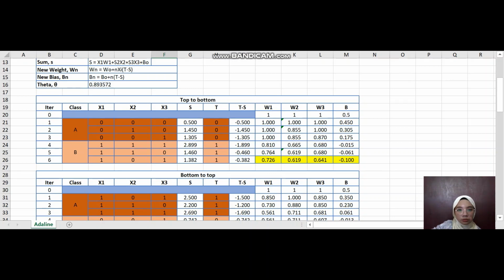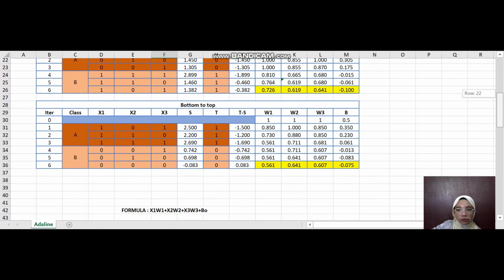To get the new w1, use this formula, and we got the value of 1. Also for w2 and w3, use this formula. For the new bias, use bo, which is the old bias, 0.5, plus n, 0.1, times t minus s, which is negative 0.5. Then we just repeat the formula and get the last values of w1, w2, w3 and b, which is the yellow part.